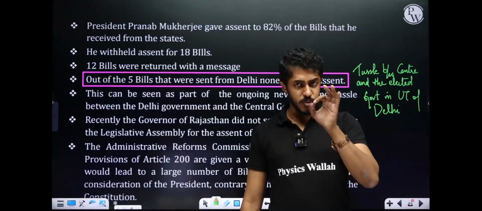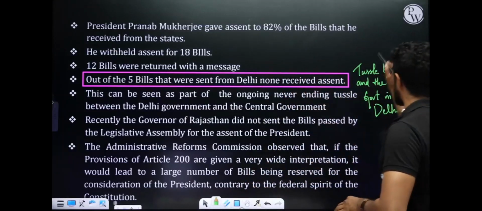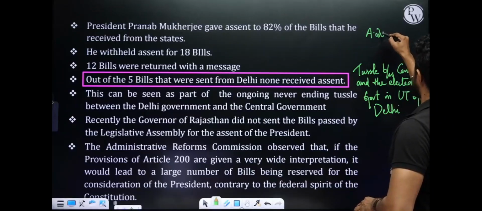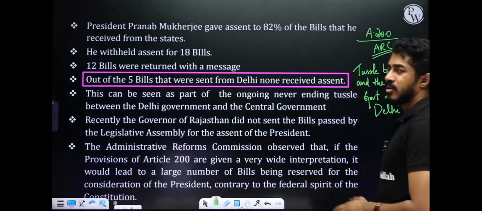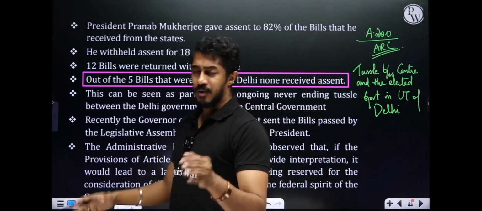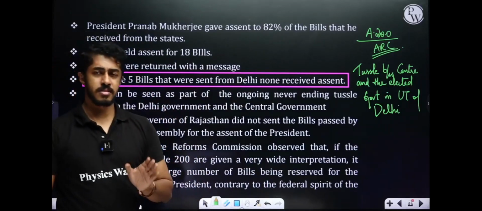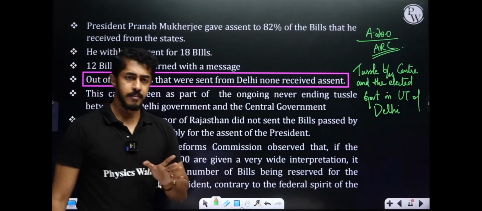Getting the point here. So this particular provision, that is Article 200, according to the ARC, don't interpret it too widely. Use it only in exceptional cases. Clear?